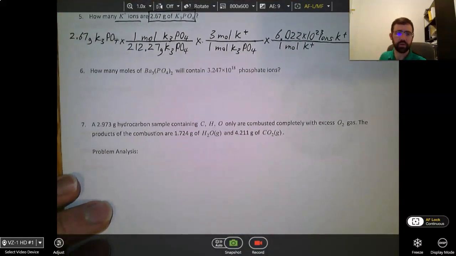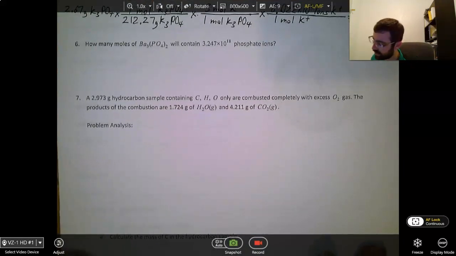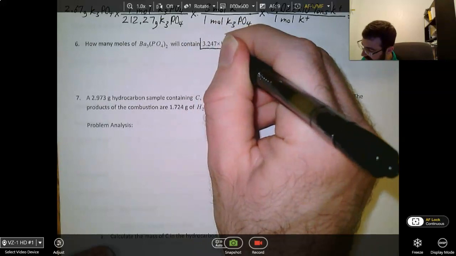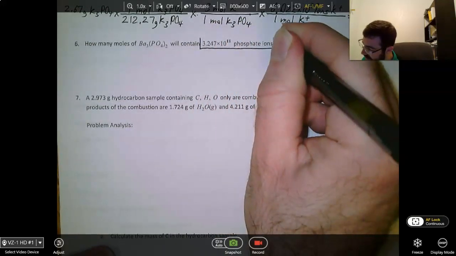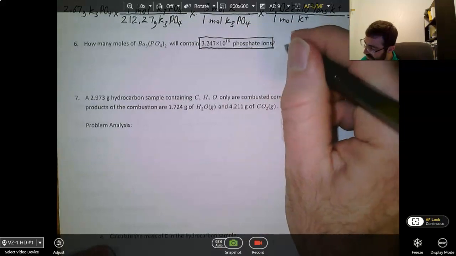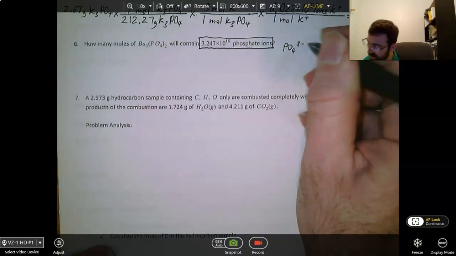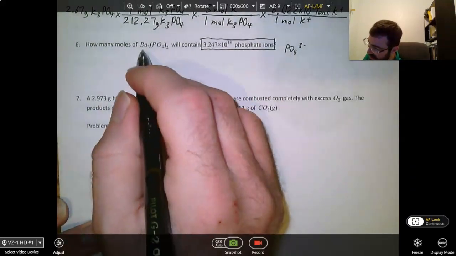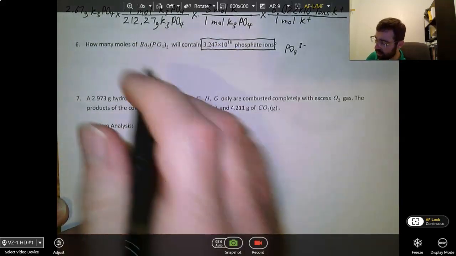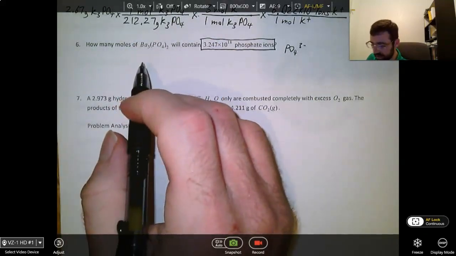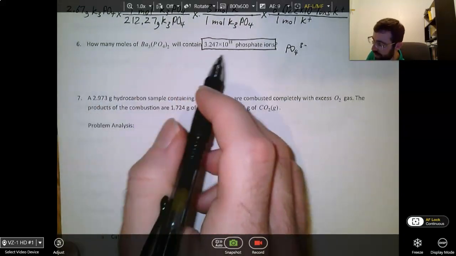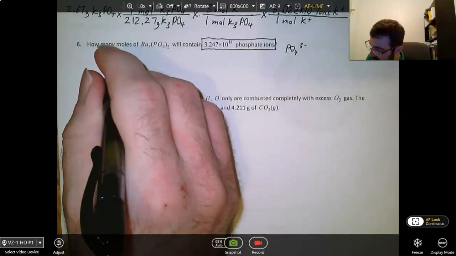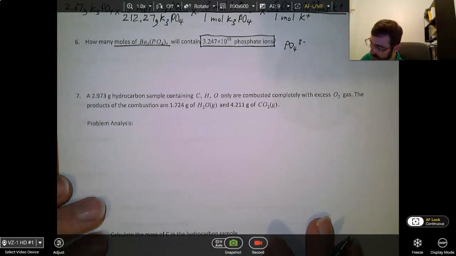Okay, move on to how many moles of Ba3PO42 will contain 3.247 times 10 to the 18th phosphate ions. Phosphate ions, that's PO4 with a 3 minus charge. That's what a phosphate ion is. How many phosphate ions are there here? Well, we've got 2 phosphate ions for every single mole of this. So we've got our relationship there. We have to go from ions to moles of ions, and then from moles of ions to moles of Ba3PO42. Let's get started.